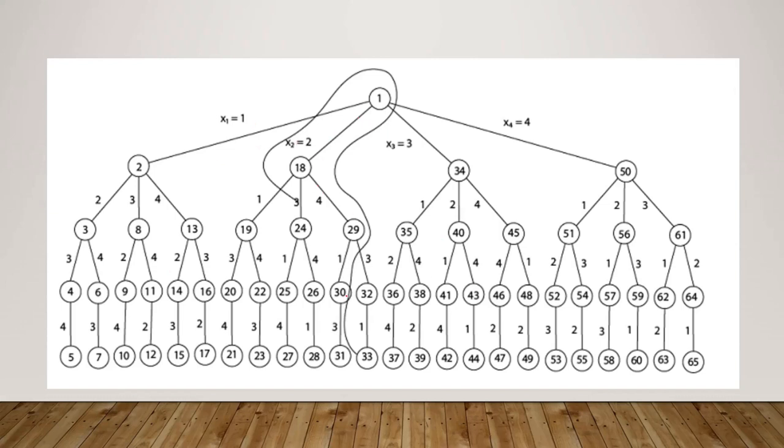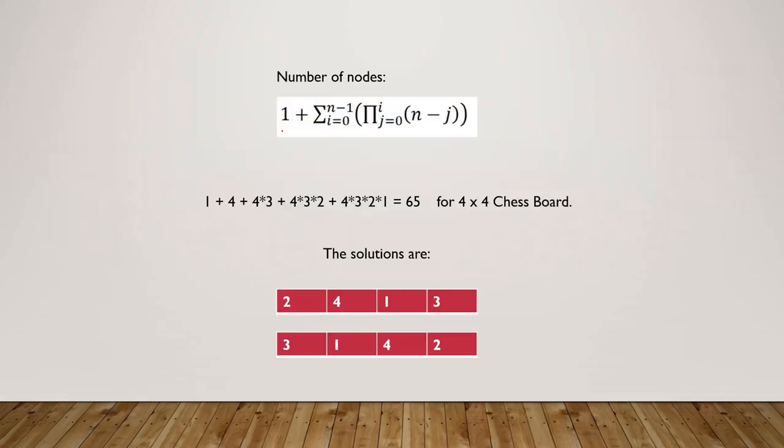So how do we know how many nodes are present in this tree? There is a formula for finding this: 1 plus the summation of i equal to 0 to n minus 1, and inside that the product of j equal to 0 to i of n minus j. Here n is the size of the n cross n chessboard, and j ranges from 0 to i. So for the above 4 cross 4 problem, the number of nodes present in the tree is 1 plus 4 plus 4 into 3 plus 4 into 3 into 2 plus 4 into 3 into 2 into 1, which is equal to 65.